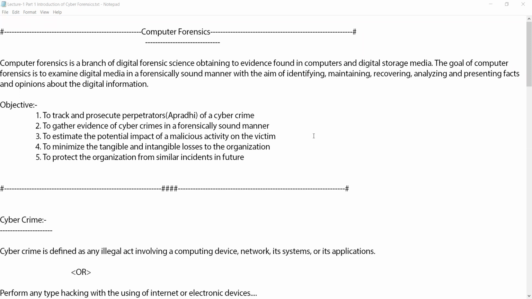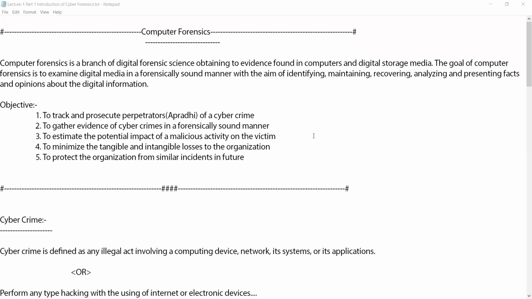The next objective is to gather evidence of cyber crimes in a forensically sound manner. In that scenario, you need to follow different forensically sound techniques, methods, and methodology to identify, maintain, recover, analyze, present, and present the facts in court. These are all the techniques you have to perform over the given evidence using forensically sound methods and techniques.